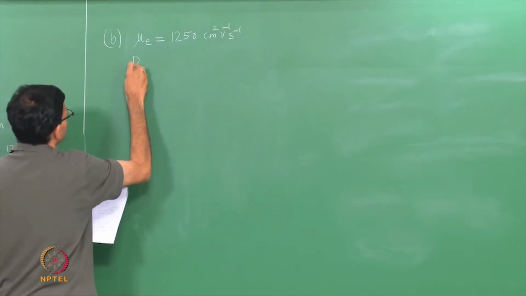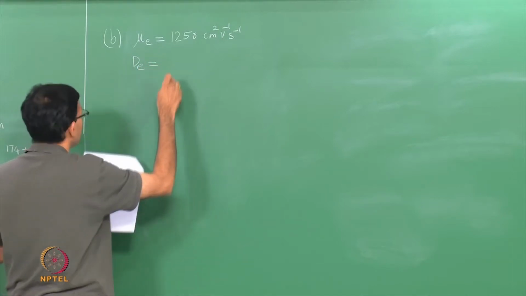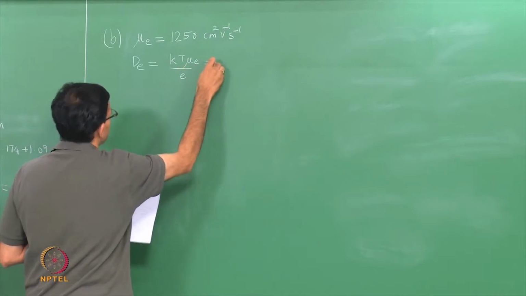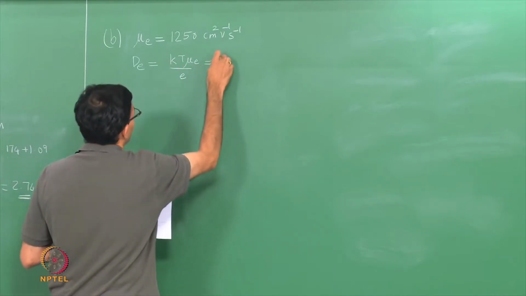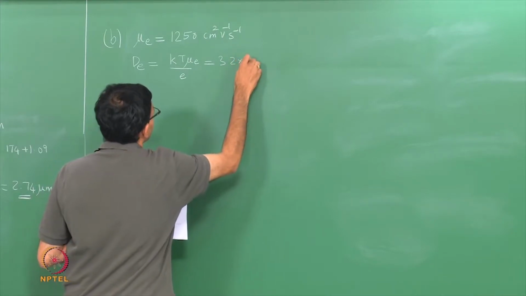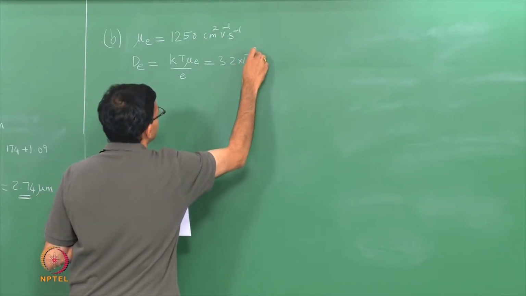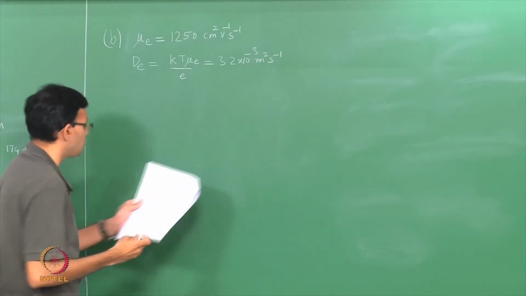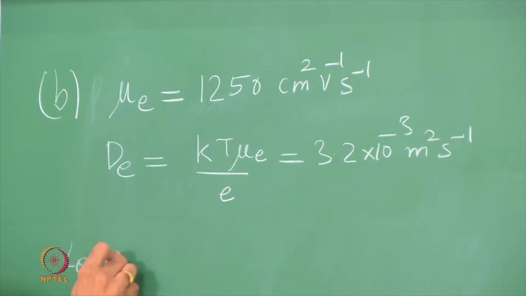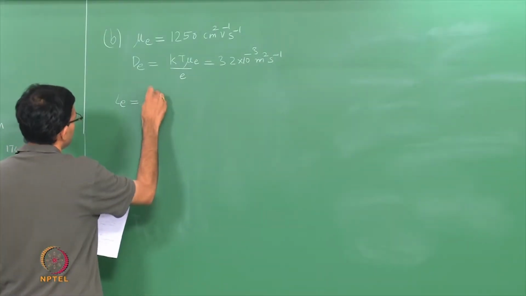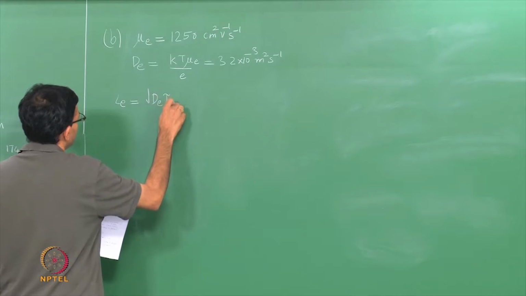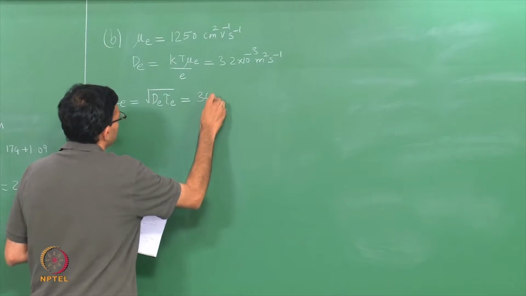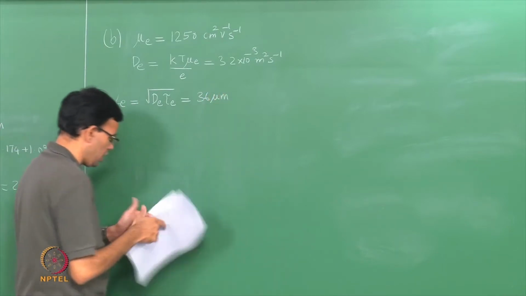So, the first thing is to calculate dE, kT mu E over e. This is 3.2 times 10 to the minus 3 meter square per second. You can also write this in centimeter square, from which you could calculate a diffusion length, dE tau E. This is equal to 36 micrometers.